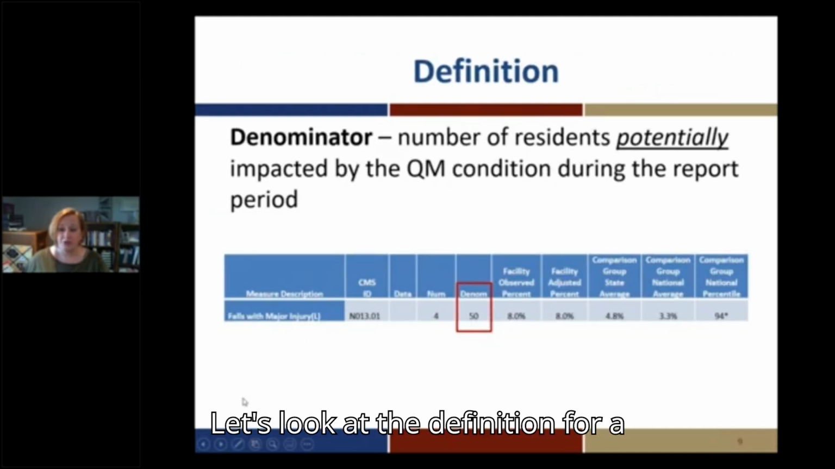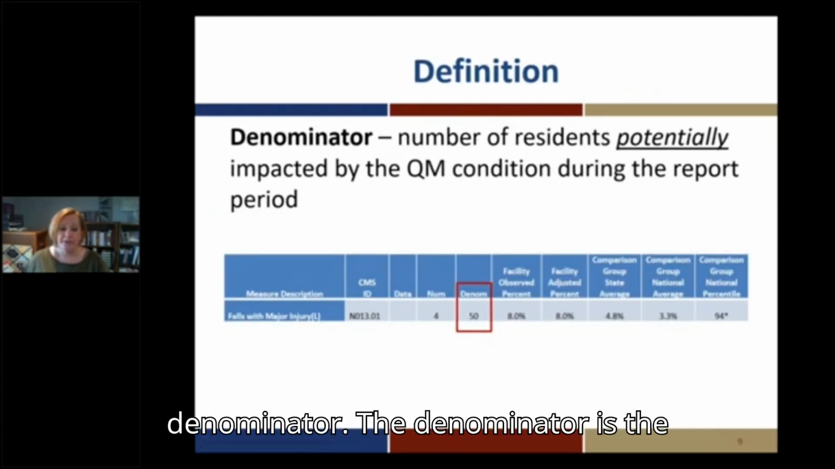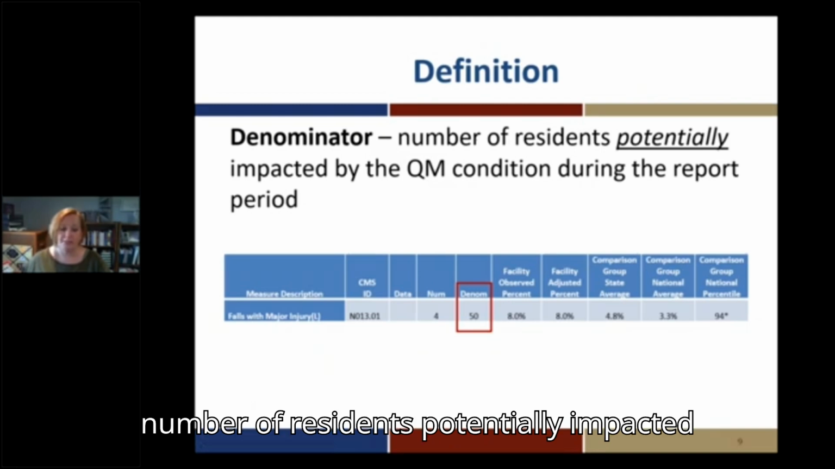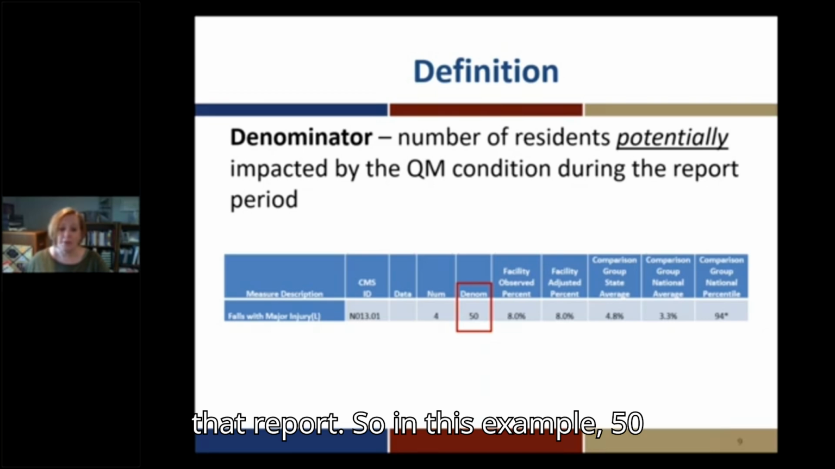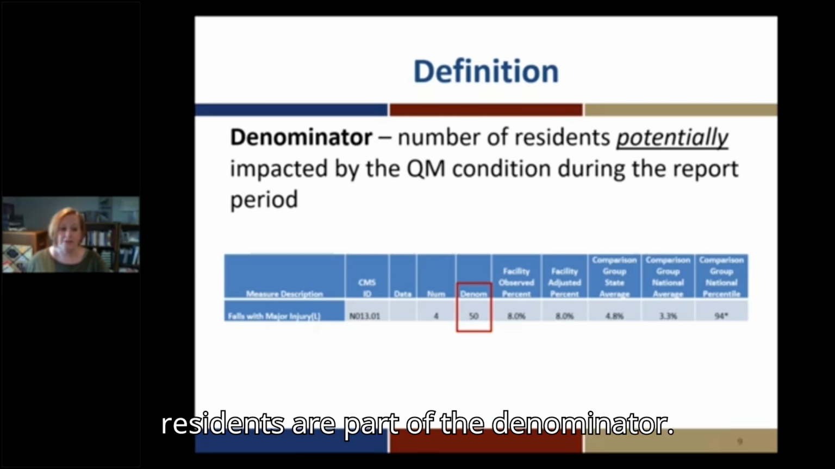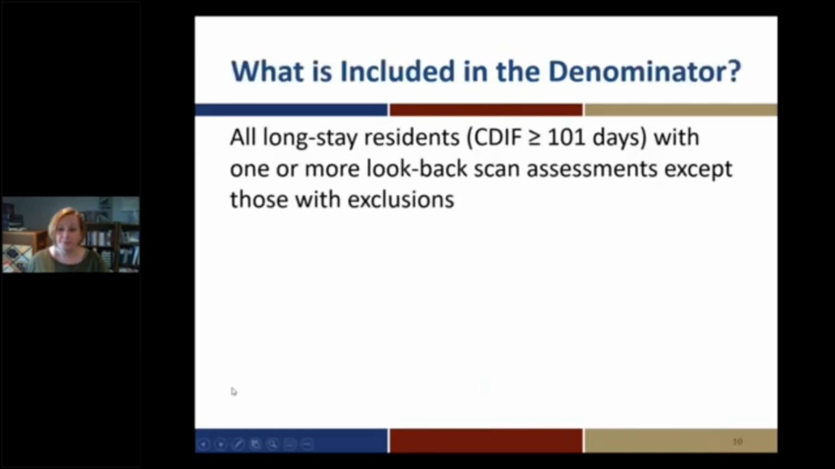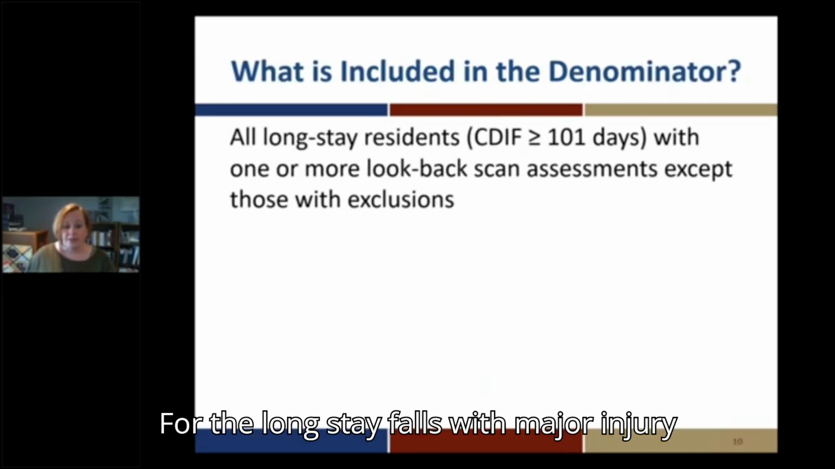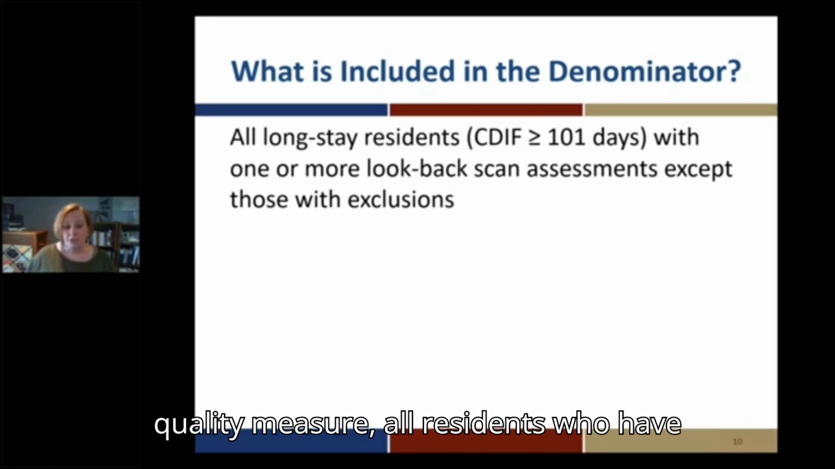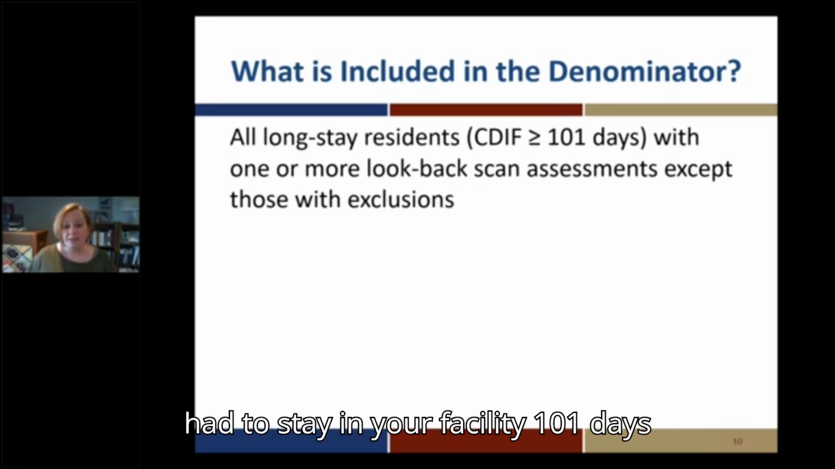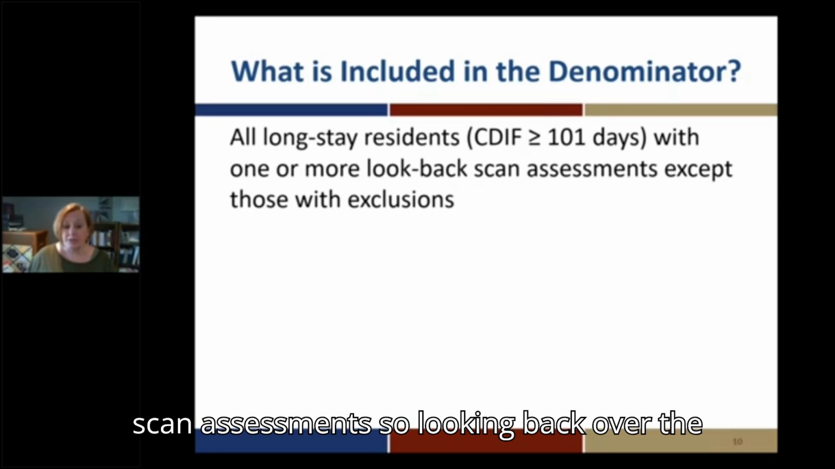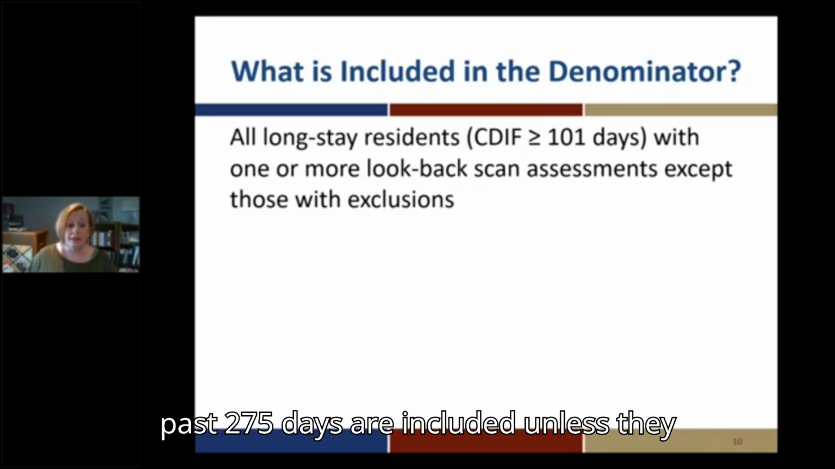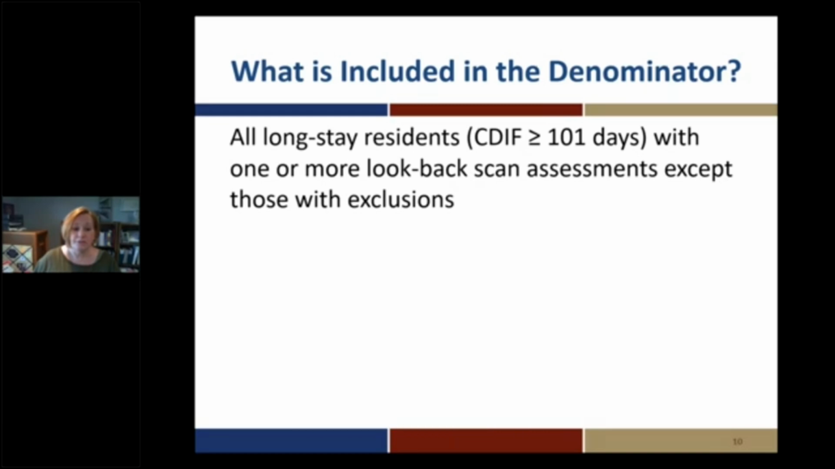Let's look at the definition for a denominator. The denominator is the number of residents potentially impacted by the quality measure condition during that report period. So in this example, 50 residents are part of the denominator. For the long stay falls with major injury quality measure, all residents who have had a stay in your facility 101 days or more with one or more look-back scan assessments, so looking back over the past 275 days, are included unless they have an exclusion.